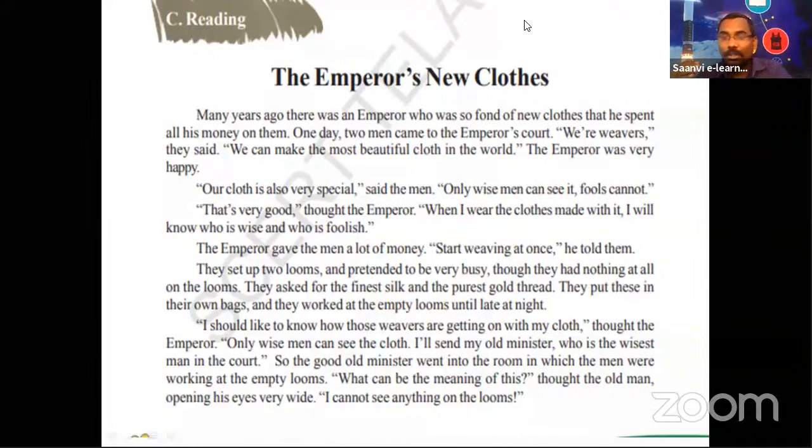Then the emperor thought that it's very good because I can easily find out who is wise and who is foolish in my kingdom. The emperor gave the men a lot of money. Start weaving at once.